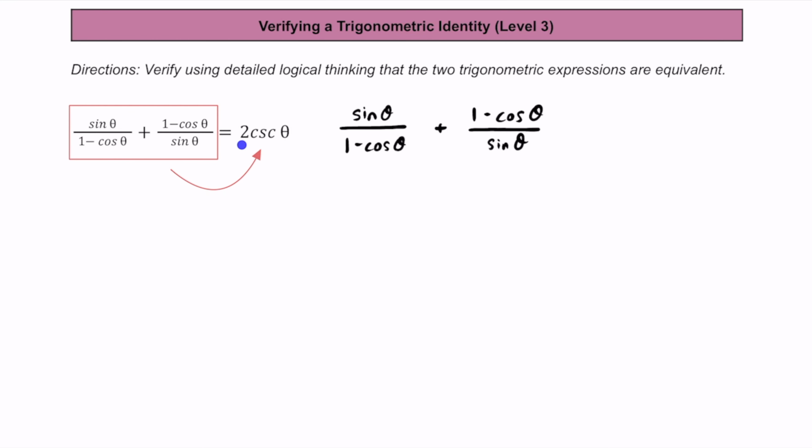Now, if you look at the right side of the equation, we just have one term. It's just 2 times cosecant of theta, but right now we have two terms. So I'm going to see if we can get common denominators here so we can add these two fractions and just have one fraction instead.